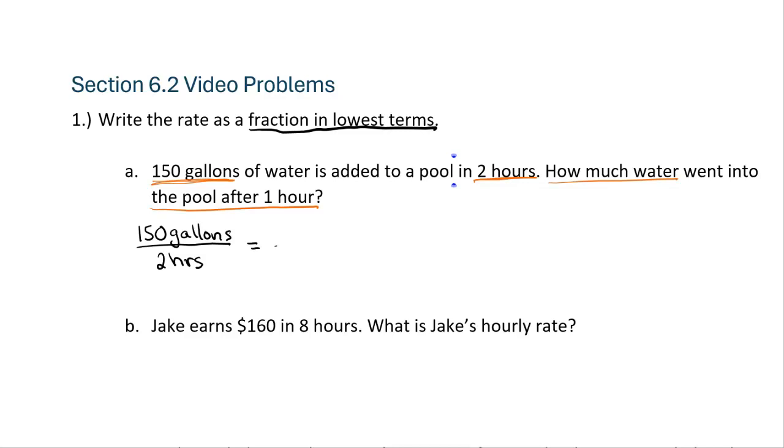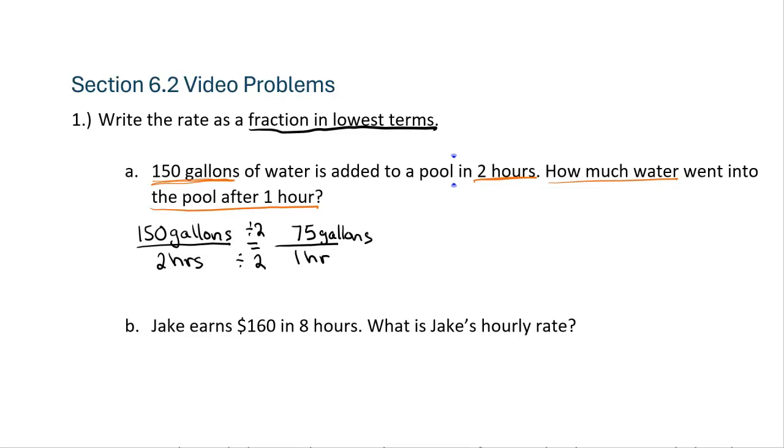Well, we only know part of our other fraction, and that's the amount of time, but we're trying to figure out how many gallons. So if we do 1 hour, now we can look and see, using multiplication or division, what do I divide by? Because the number I'm starting at goes smaller, I'm starting at 2, I'm going down to 1. So I have to use division, and whatever I do to the bottom, I have to do to the top. So I divide by 2, I divide by 2, and that gives me 75 gallons.